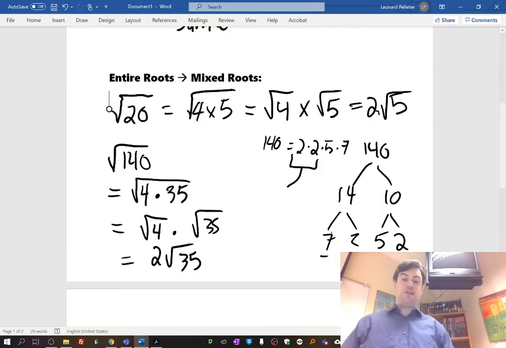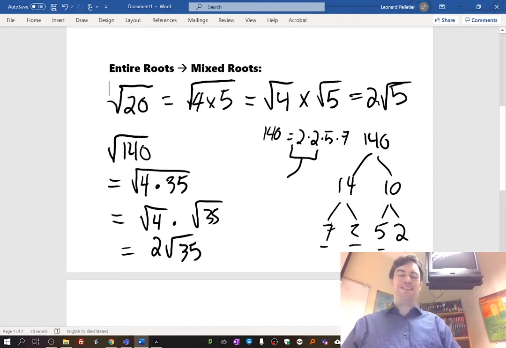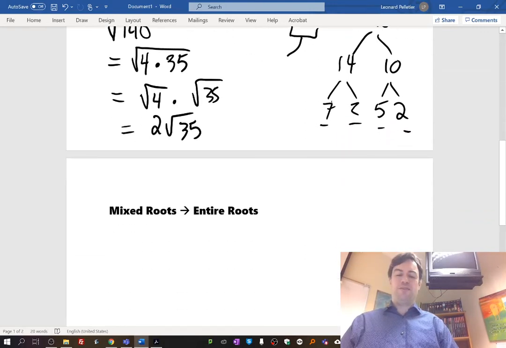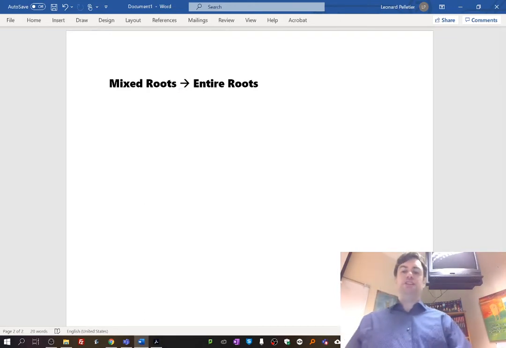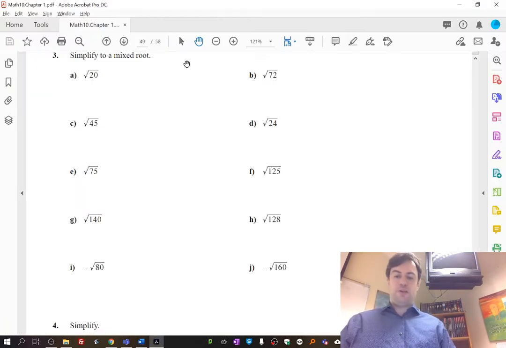Okay, so entire roots, mixed roots? If this is still not making sense, definitely feel free to send me a question. We'll just finish off with how you go the other way. Sometimes you're given a mixed root and you're supposed to turn it into an entire root. So you just do the reverse. Let's take an example from the book.